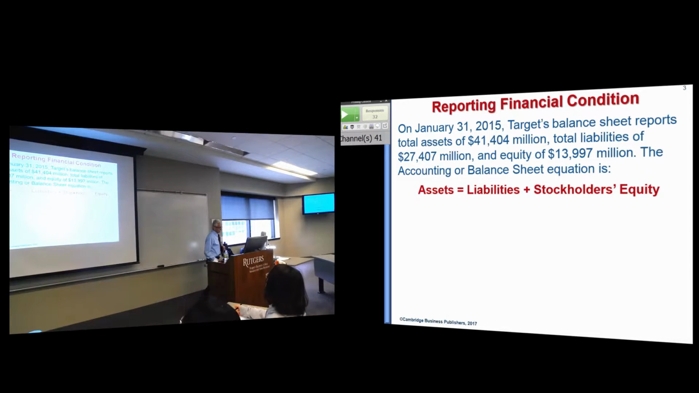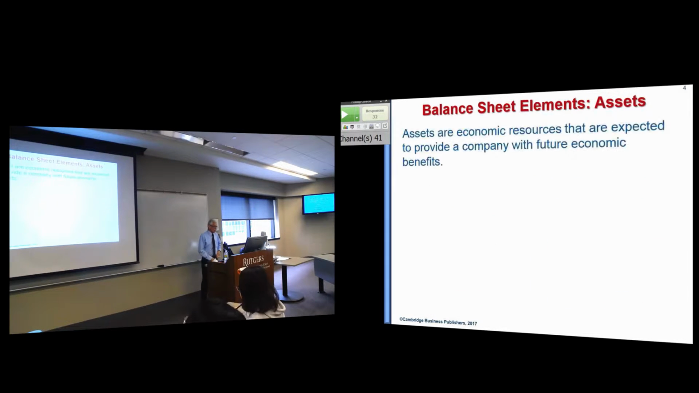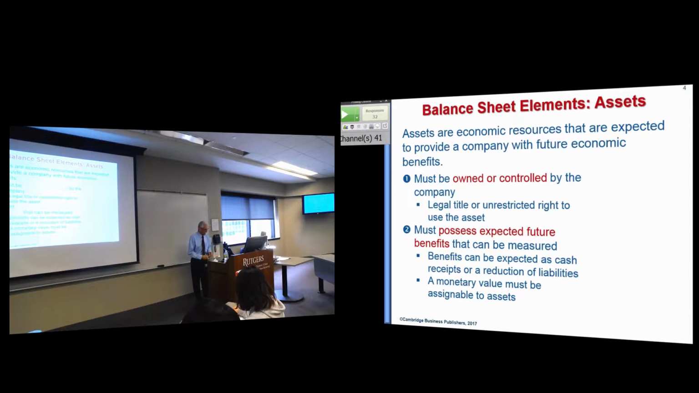Now, the balance sheet, this happens to be Target's balance sheet. Of course, we know that assets have to equal liabilities and stockholders' equity. And when we look at the assets, liabilities, and equity separately, I'll provide you with these definitions. So now let's look at the elements of the balance sheet. The assets will be first. Assets are going to be the uses of funds. And by definition, the assets have to have the following characteristics.